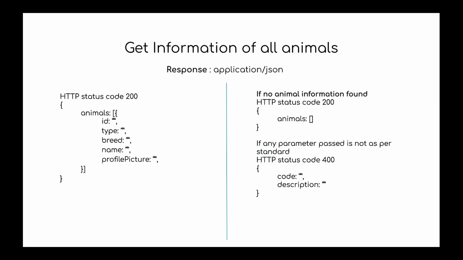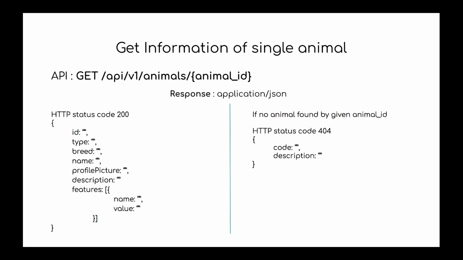If any parameter passed is not valid, then return a 400 bad request HTTP status code and JSON containing the code of the error and description of the error. For getting information about a single animal, the endpoint should have a GET method and the URL structure should be /api/v1/animals/animalId. This animal ID is the same as the ID field written in the get all animals API.